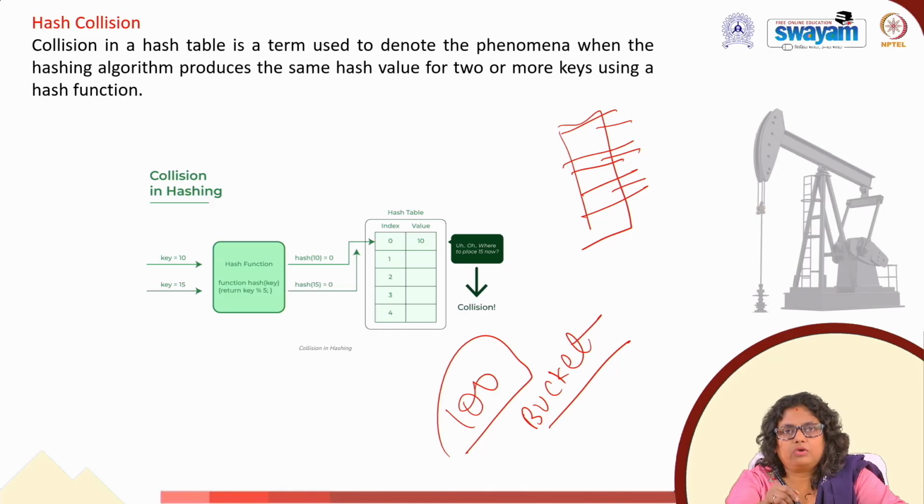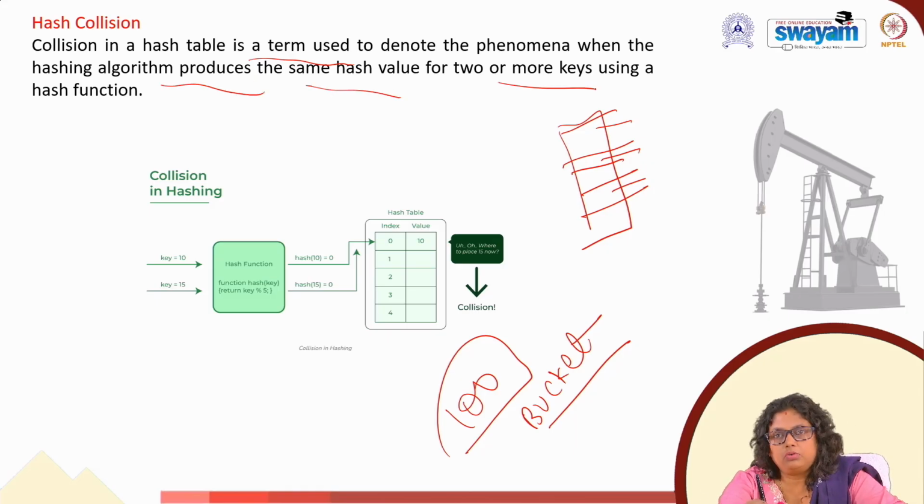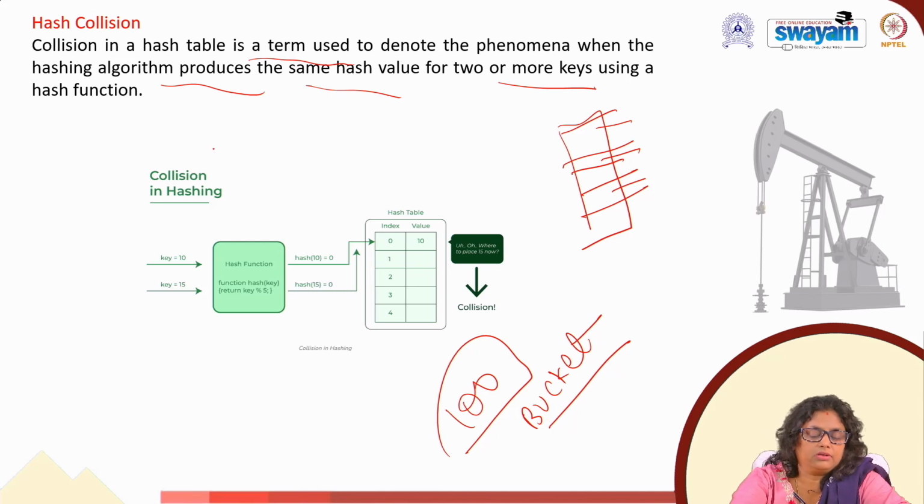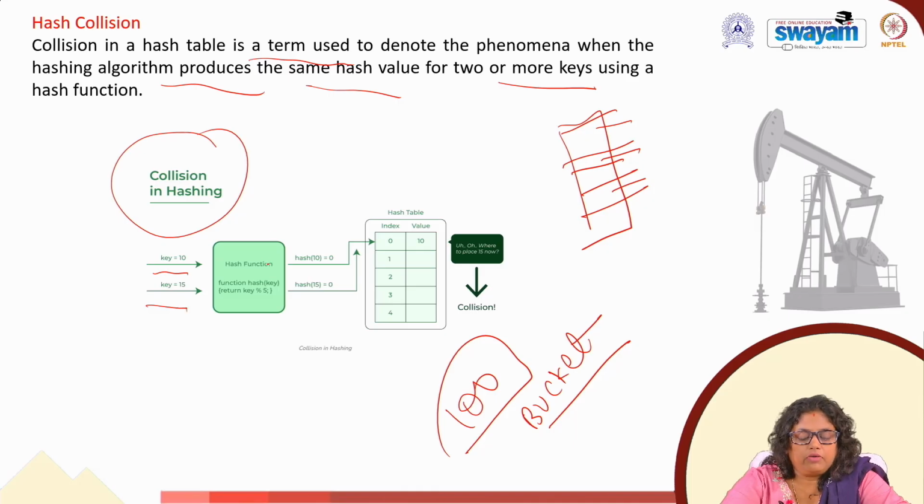So what is hash collision? A collision in a hash table is a term used to denote the phenomenon when the hashing algorithm produces the same hash value for two or more keys using the hash function. So this is the hash collision we are talking about. We have key 10 and key 15. Now the hash function I am applying here is division, modulus of 10. Here it will return 0, and here also the remainder returns 0.